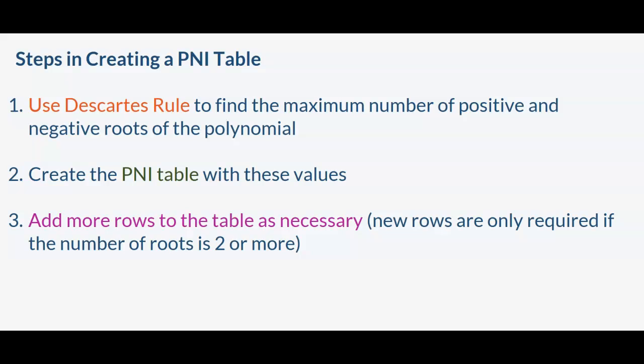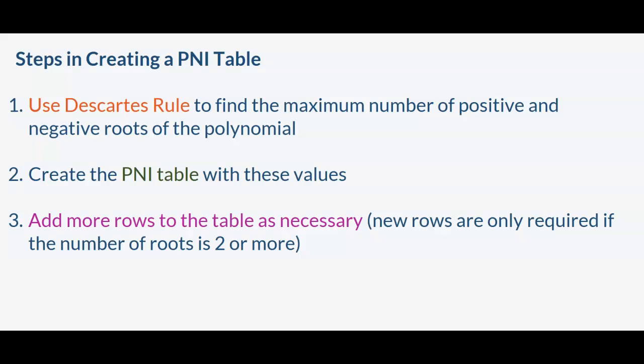So let's look at the steps in creating the PNI table. Like we did earlier, you want to find the maximum. We're going to use Descartes' rule to find the maximum number of positive and negative roots of the polynomial. We're going to put these numbers in the PNI table, and we're going to add as many rows as possible.